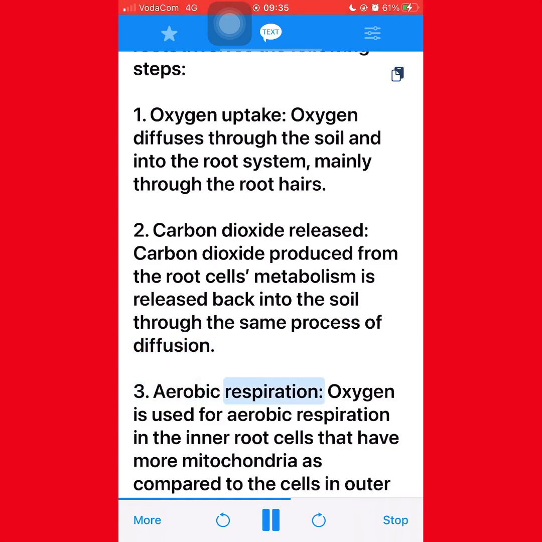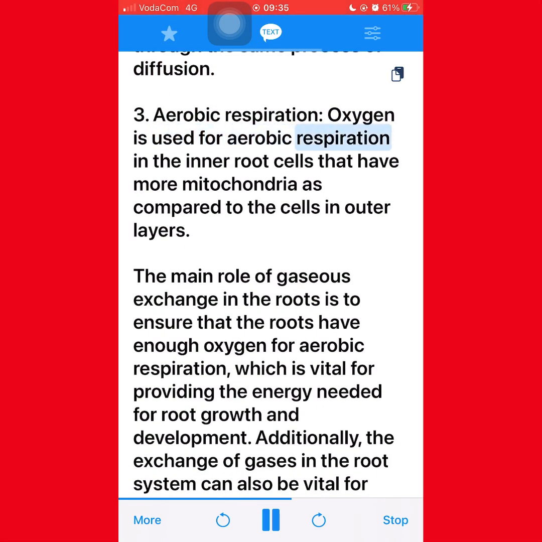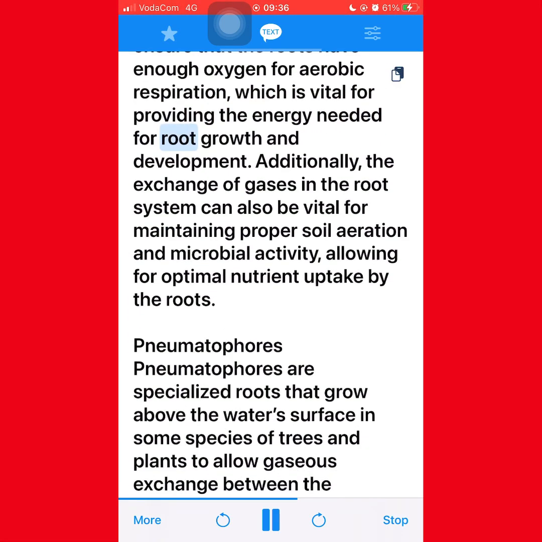3. Aerobic respiration. Oxygen is used for aerobic respiration in the inner root cells that have more mitochondria as compared to the cells in outer layers. The main role of gaseous exchange in the roots is to ensure that the roots have enough oxygen for aerobic respiration, which is vital for providing the energy needed for root growth and development. Additionally, the exchange of gases in the root system can also be vital for maintaining proper soil aeration and microbial activity, allowing for optimal nutrient uptake by the roots.